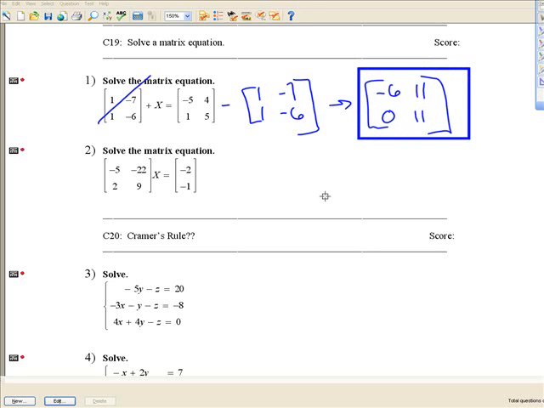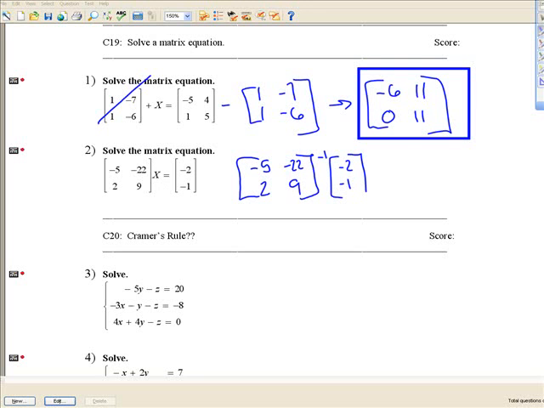For number 2, we've got a matrix times x equals another matrix, and we need to solve that. Well, we'd like to divide both sides of the equation by this matrix on the left, but we don't know how to divide matrices. But we do know how to multiply by their inverses. So we're going to find the inverse of the matrix on the left. And I'm going to do this on a calculator this time. Find the inverse of the matrix on the left and multiply that by the matrix on the right.